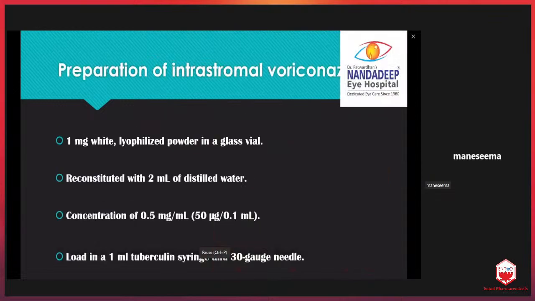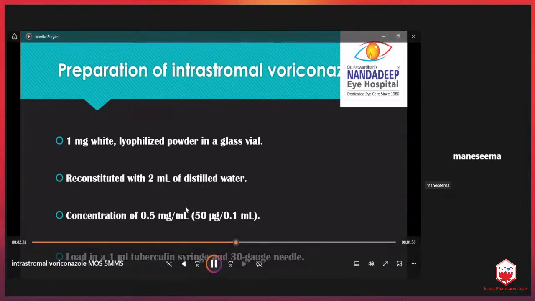So the preparation of intrastromal voriconazole has to be done in the OT. 1 mg white lyophilized powder is available in a glass vial. It is reconstituted with 2 ml of distilled water. The concentration is 0.5 mg per ml, which is 50 microgram in 0.1 ml, and it has to be loaded in a 1 ml tuberculin syringe, and a 30 gauge needle is to be used, the yellowish one. It helps in better visualization and penetration through the stroma. So there are fewer chances of perforation while giving these intrastromal injections.